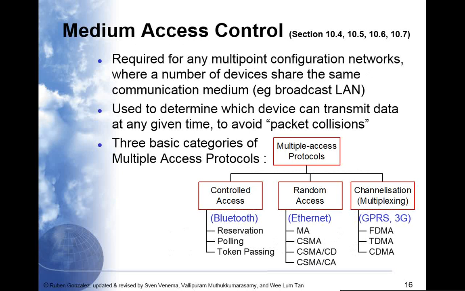Now we move on to medium access control. This is a reasonably big section, and it has a lot of the different protocols for multiple access on a network. When you have any multi-point configuration network where a number of devices share the same communication medium, you need some way to control access to that medium. It's shared. If you don't control access, then you're likely to get collisions. Remember the diagram I drew with the cars, where two cars hit each other and there are synchronization issues. You've got a shared thing.